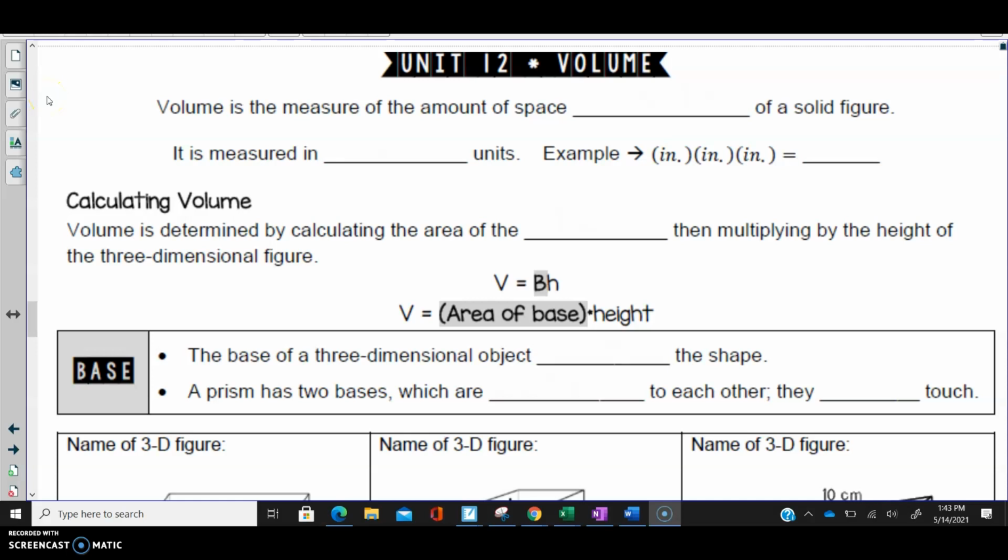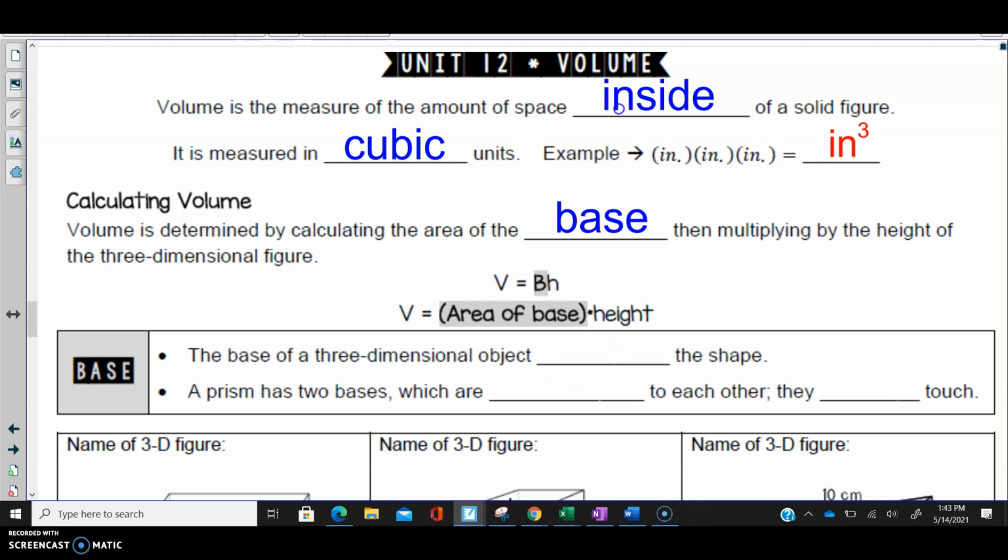Volume is the measure of the amount of space inside a solid figure. It is measured in cubic units. So for example, inches times inches times inches equals inches cubed, or inches to the third power. Volume is determined by calculating the area of the base and then multiplying by the height of the three-dimensional shape.